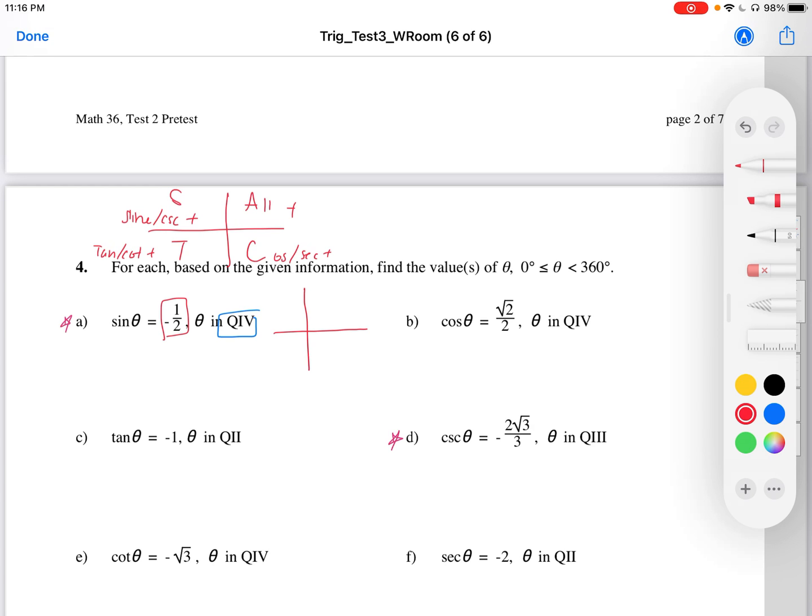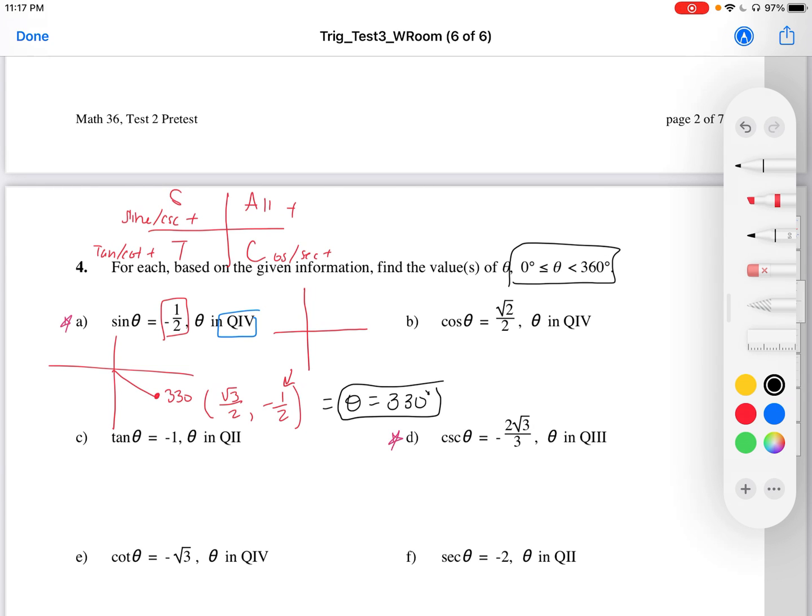So you want to look at your unit circle. When is sine negative 1/2? So you look at the fourth quadrant, and negative 1/2 for y is right here at 330 degrees. We see we have the value of square root of 3 over 2 and negative 1/2. So our sine is negative 1/2. So our answer is theta is equal to 330 degrees. And we're using degrees because we have the degree marker.